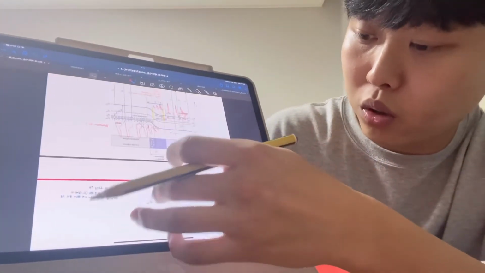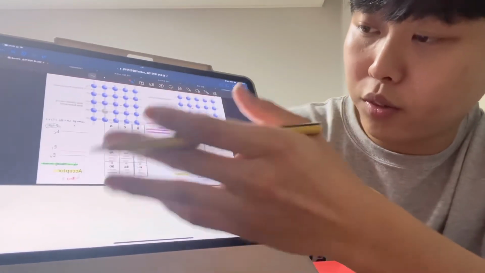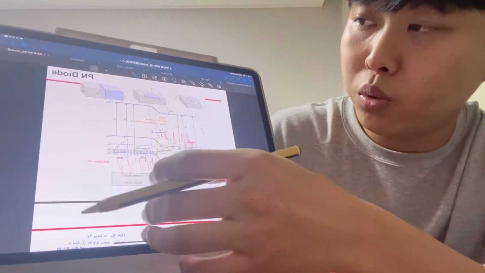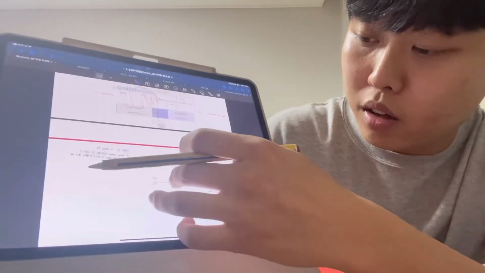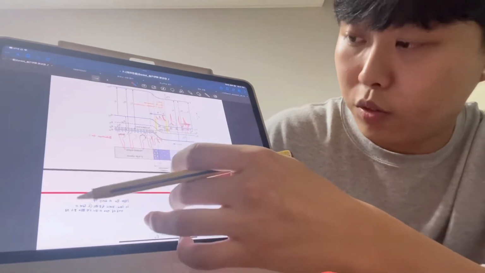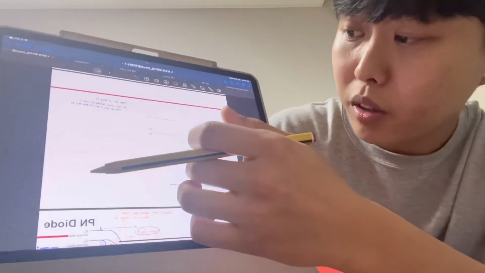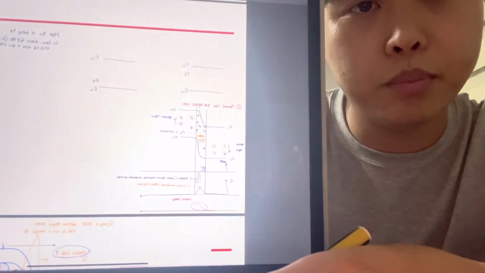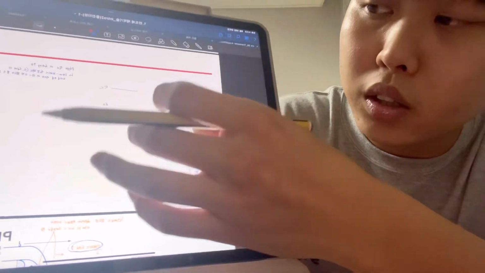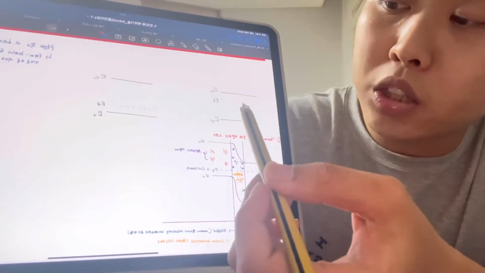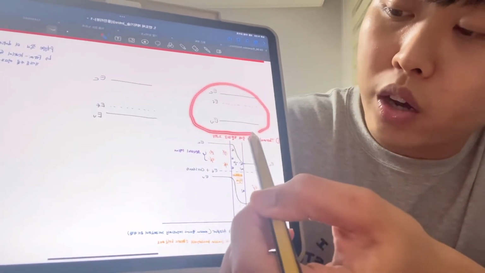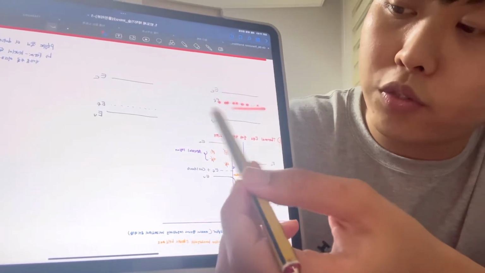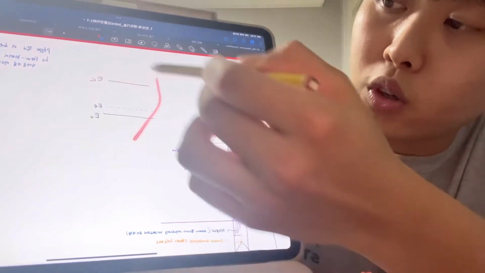Now we have seen each of the energy levels, and now I'm going to introduce you to the PN diode. It's not that hard if you follow it step by step. The most important thing is you need to know how to draw the PN diode diagram. So as I told you, this diagram is for the N-type, because the Fermi level is higher than the 50%, and this is for the P-type.